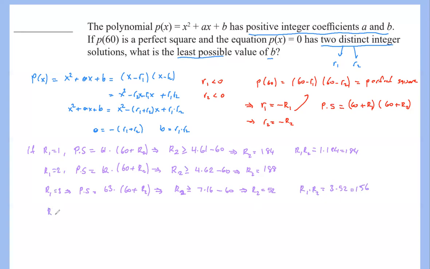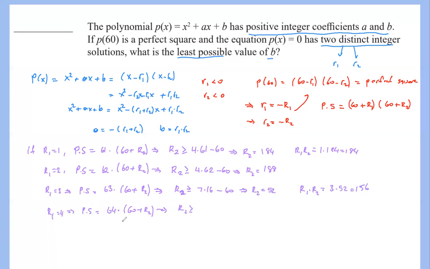So keep that in mind. R1 is equal to 4, and the result will be a perfect square when you multiply (60 + R1), which is 64, times (60 + R2). And R2 has to be at least, again, we are going to find a perfect square. That will be our result when you multiply by 64.